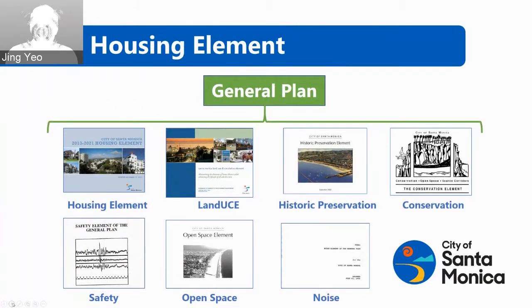The general plan, think of it like the Constitution for the city. So there are 7 mandatory elements within the general plan. The housing element obviously is one. There's the land use and circulation element, otherwise known as the LUCE, L-U-C-E. So land use and circulation element is what that stands for. Conservation element is another mandatory element. There's a safety element, an open space element, and a noise element. The city also has a historic preservation element, which is not one of the listed state mandated elements, but it's one that the city chose to do.